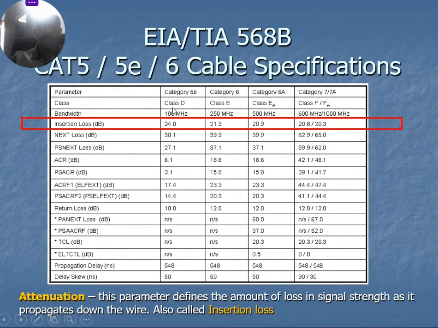First, with the bandwidth. The first one, talk about the class. Category 5E is class D. Category 6, we've talked about this before. Category 6 is class E. Category 6A is class EA.